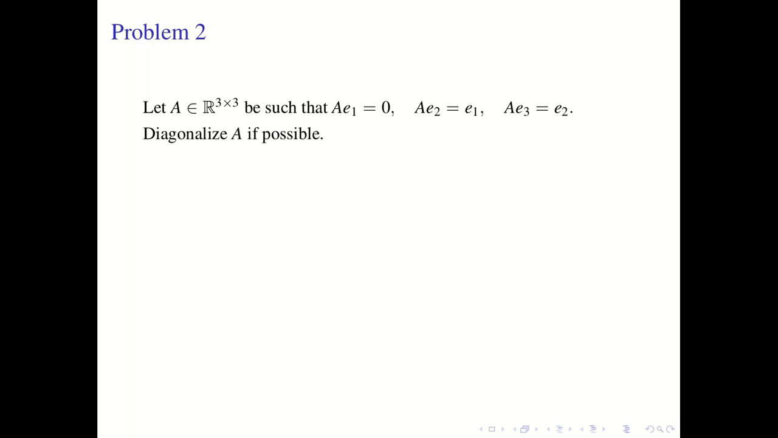Now let us look at the next problem. A is a real 3 by 3 matrix such that A times e1 is 0, A times e2 is e1, and A times e3 is e2. Diagonalize A if possible. Now what is A? The first column of A is the 0 vector, the second column of A is e1, and the third column of A is e2. Therefore, A is the matrix with columns (0, 0, 0), (1, 0, 0) and (0, 1, 0).